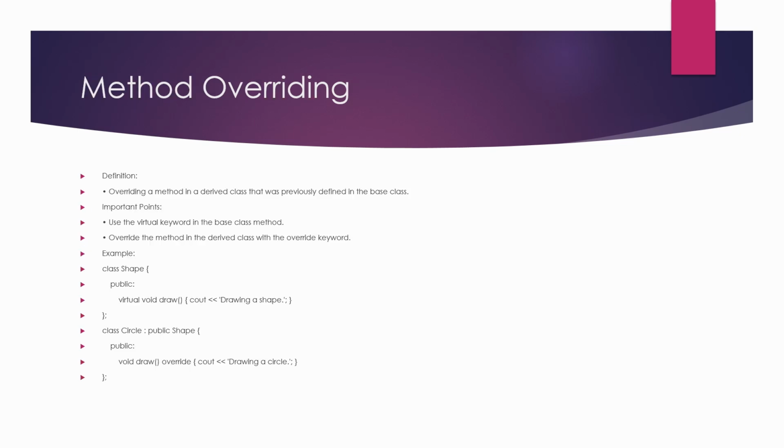Method overriding is a feature of runtime polymorphism. It allows a method in a derived class to replace or override the behavior of the base class method. The base class method must be marked with the virtual keyword, and the derived class must use the override keyword.